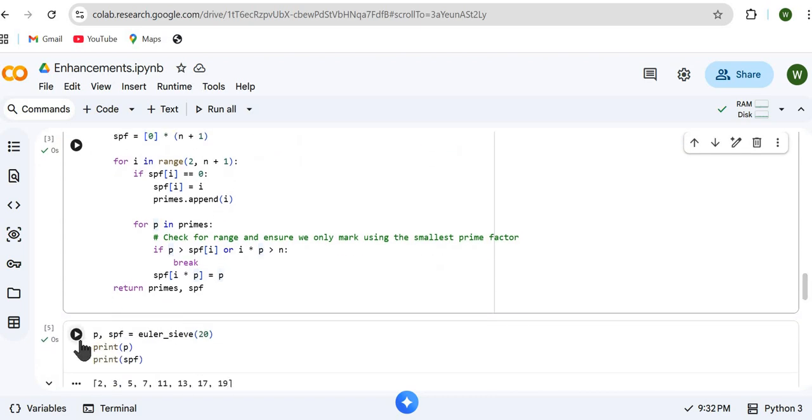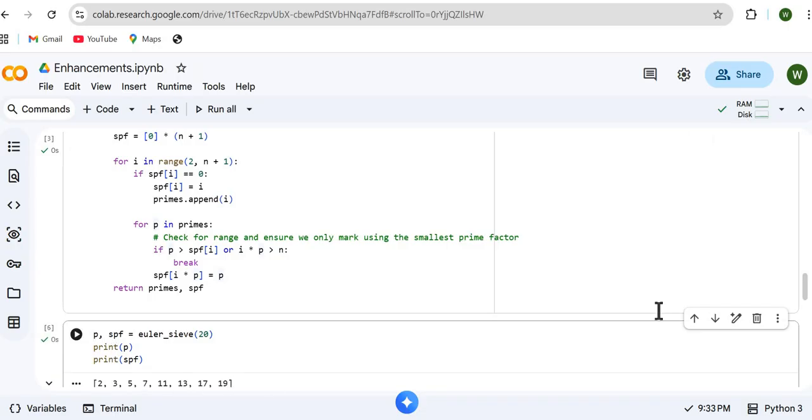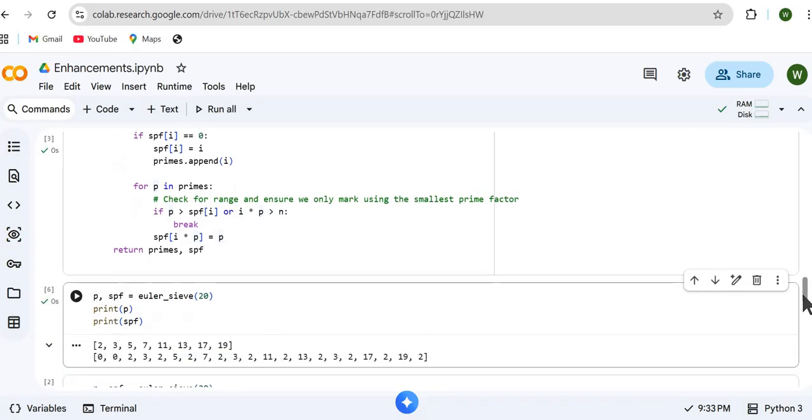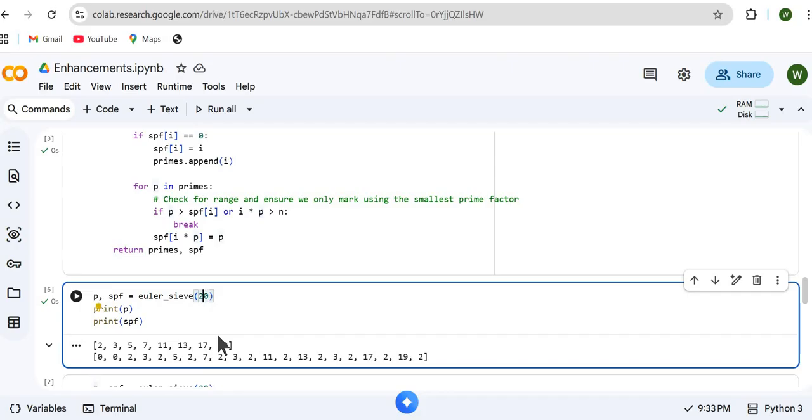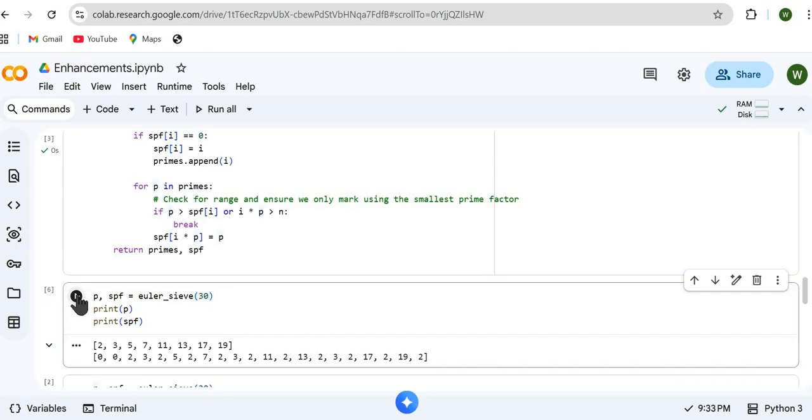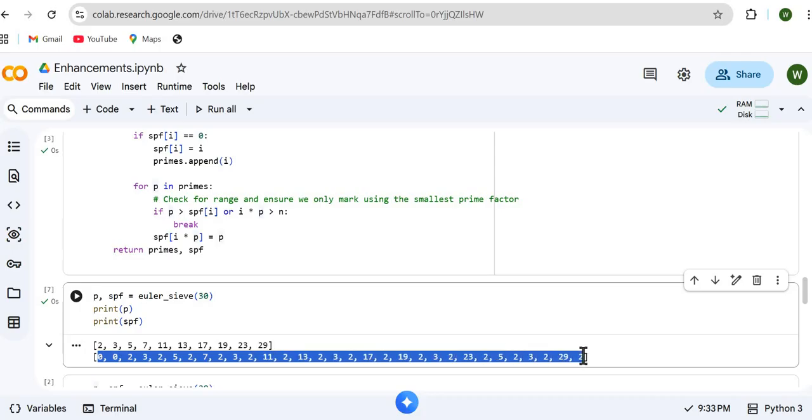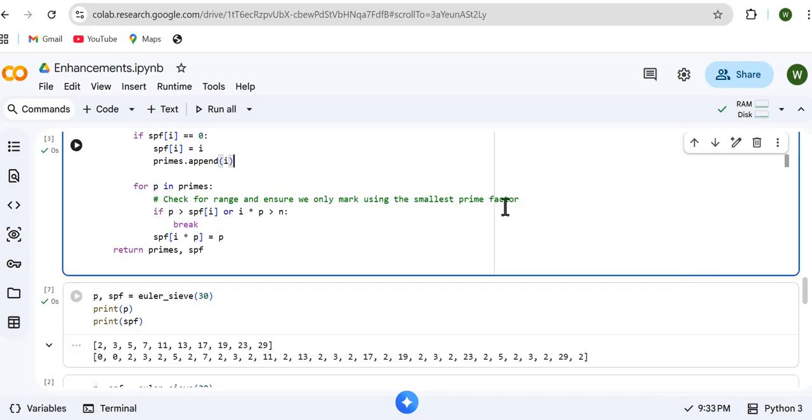So let's say if I were to run Euler sieve of 20, this returns me the list of prime numbers as expected. Also, I can get back the SPF. So clearly 2, 3, 2, 5, 2, because this number is 6. Remember, this is 7, and so on and so forth. If I were to run this for a little longer, I'm going to get this SPF list being formed. Now, the important bit to understand is that this list primes is being formed as the loop runs.